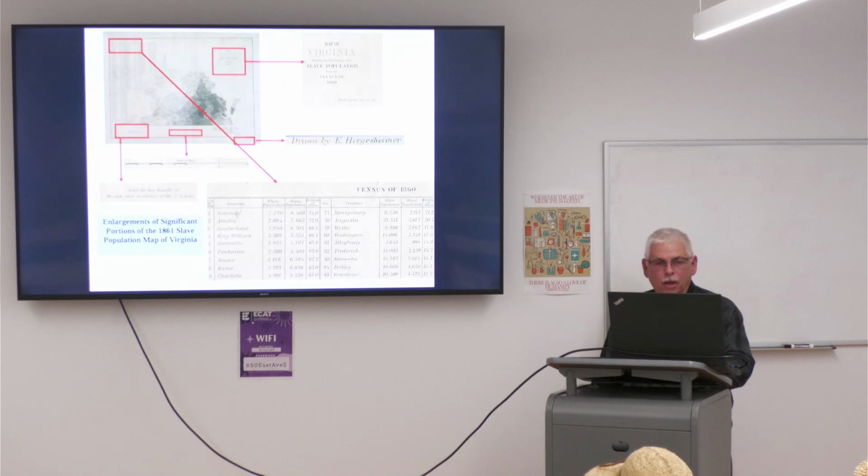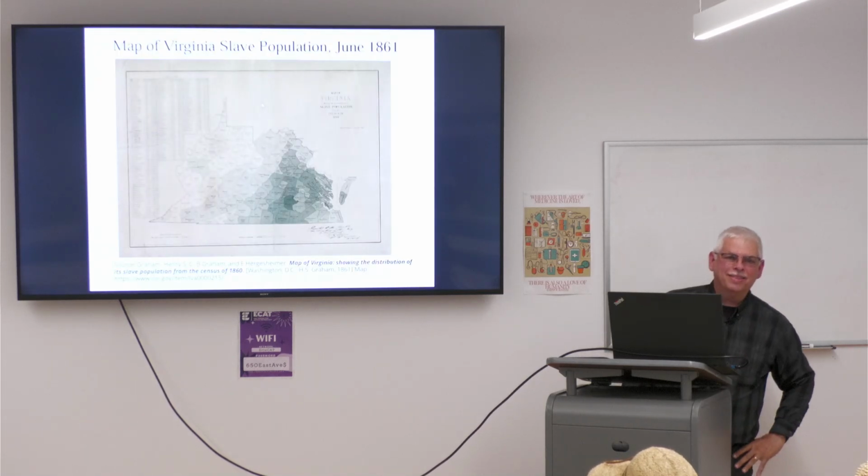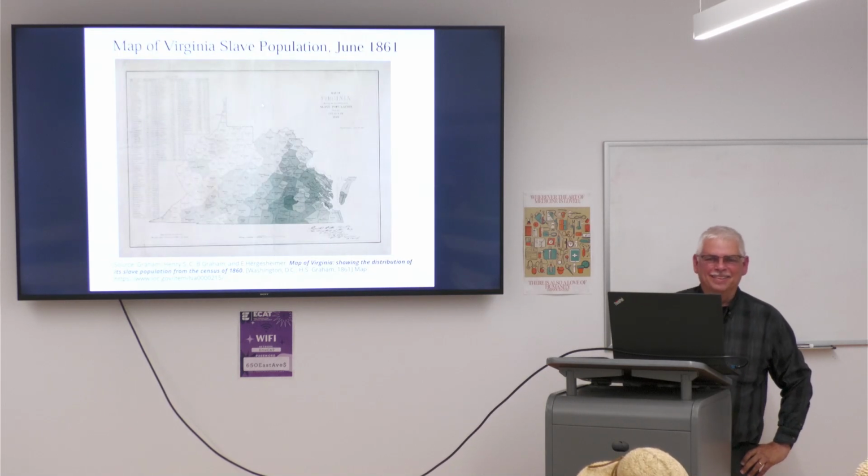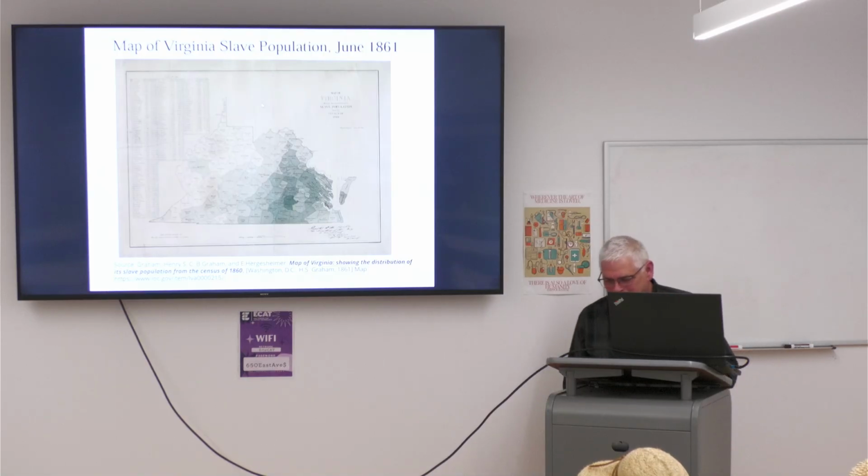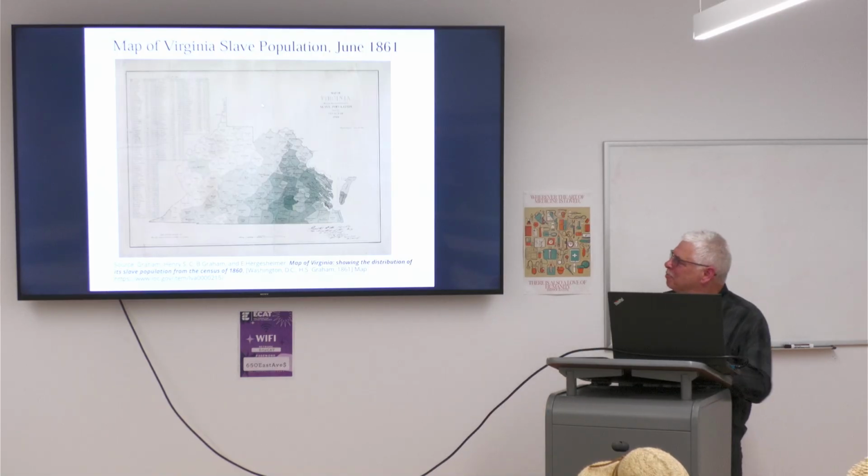How do you say that? Choropleth? Choropleth? Oh, choropleth. Choropleth. That's choropleth. Probably should have put that up there somewhere, but they're called choropleth maps.